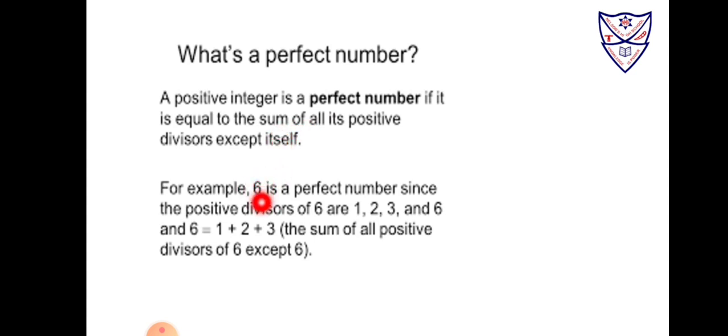For example, if I want to check whether 6 is a perfect number, then I will add 1 plus 2 plus 3, not the number itself. The number itself we don't have to add. So if I add 1 plus 2 plus 3, the answer is 6. 3 plus 2 is 5, plus 1 is 6. So 1, 2 and 3 are what? They are the positive divisors of 6. So a perfect number is equal to the sum of all positive divisors except the number itself.